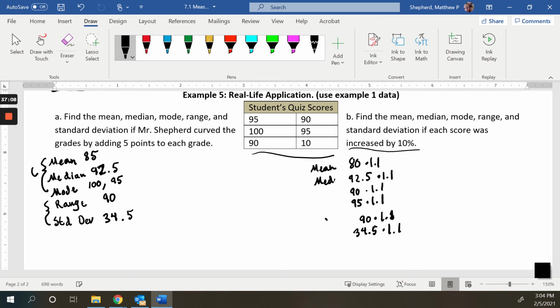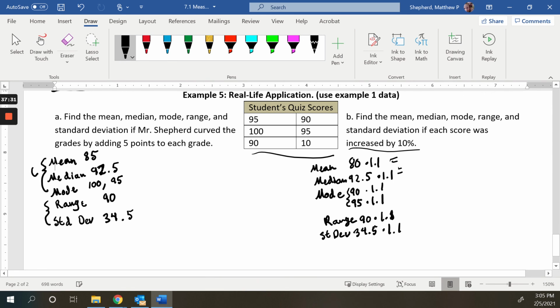Mean, median, mode, and let's see, and actually both of those were mode, range, and the standard deviation. Okay, and that's how I would find that transformation. All right, I hope that helps you with your work. Good luck.